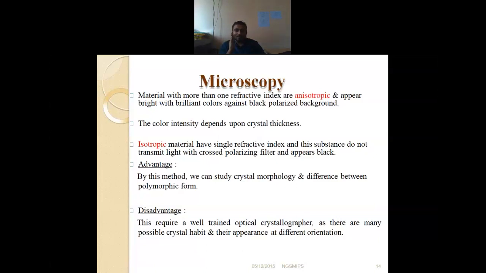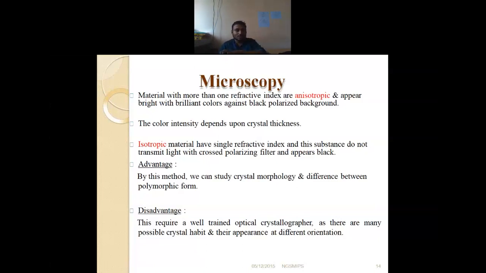So, it requires a trained optical crystallographer. We cannot go with this equipment because it requires a trained optical crystallographer, as there are many possible crystal habits and their appearance differs in different ways. So orientation is important. In which orientation the color forms, with their particular behavior, we can conclude what type of crystalline properties they have.